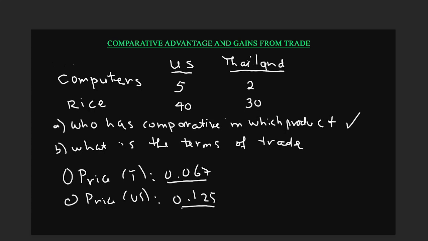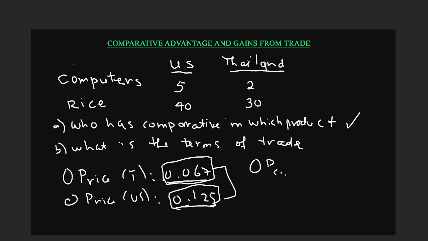America is never going to buy a bag of rice from Thailand for a price more than 0.125. If Thailand decides to sell for more than 0.125, it's profitable for America to produce rice itself, because the cost of America producing it is 0.125. It's never going to buy it for a price which is more than this. This is how much it costs Thailand to produce. Thailand is not going to sell a bag of rice at a price which is lower than 0.067. So the terms of trade for rice is going to be between 0.067 and 0.125.